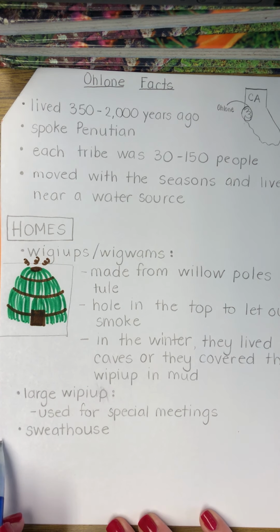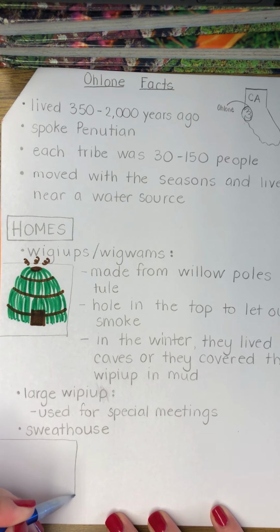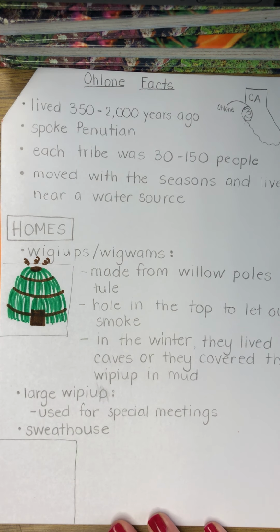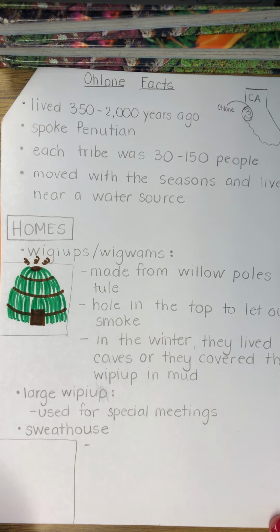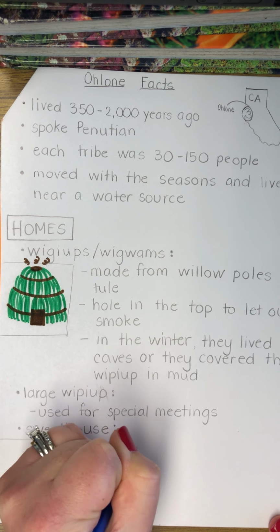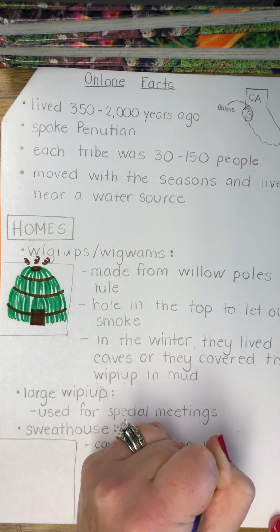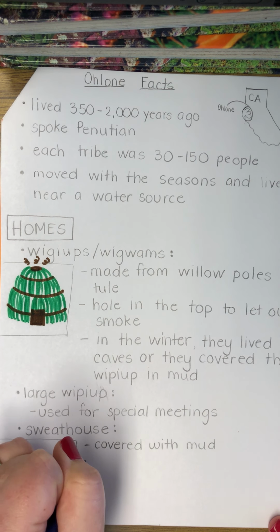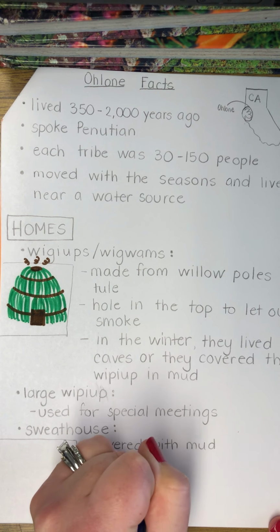Okay, and I'm going to do the same thing like I did with the wiggyup. I'm going to draw a little sort of pocket here where I'll have space to draw that sweat house in a second. Okay, so what's a sweat house? Well, a sweat house is in the same shape as that wiggyup, all right, but it's covered with mud. It was totally covered with mud. So it wasn't ever green or yellow. Okay, it was covered with mud, and also it was built partly underground.